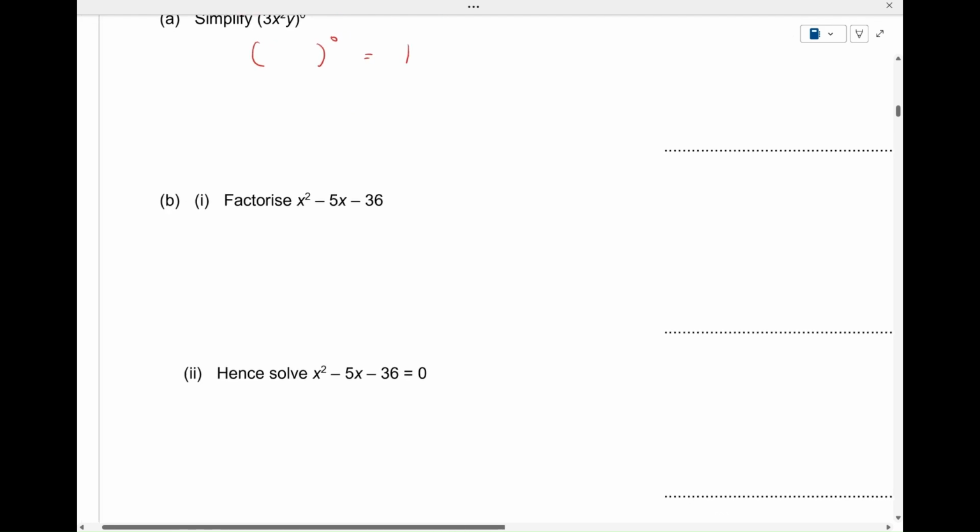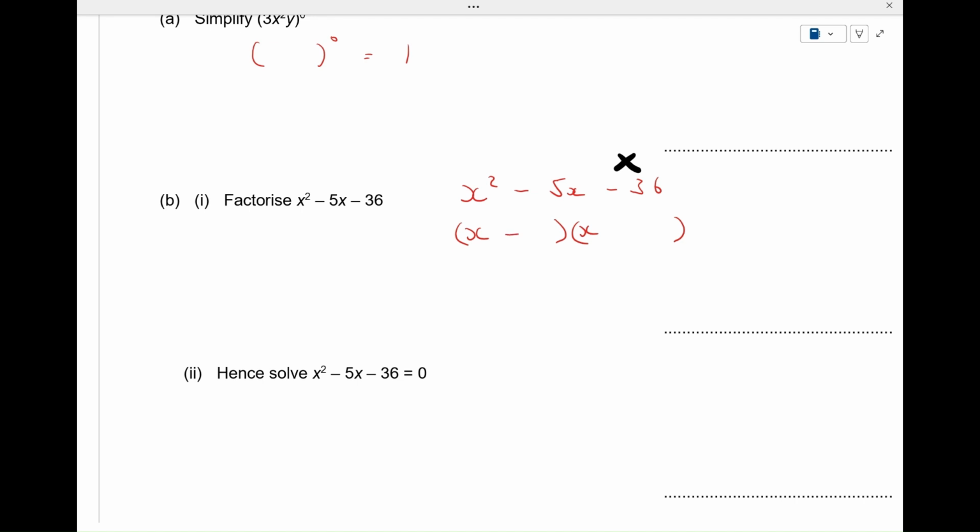Right, factorize. Now, you might do this in a different way to me. I say, right, I know it's 2 brackets, and I know it's x and x. Now, in this case, the two numbers multiply to a minus, so I know it must be a plus and a minus. And now I find the numbers that work. This one is going to be plus 4 and minus 9.